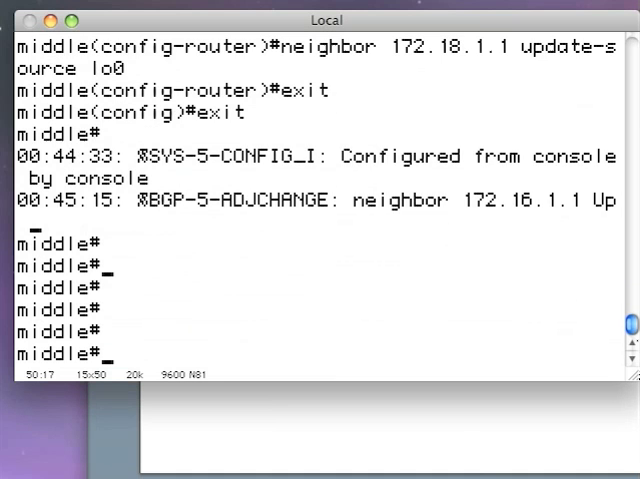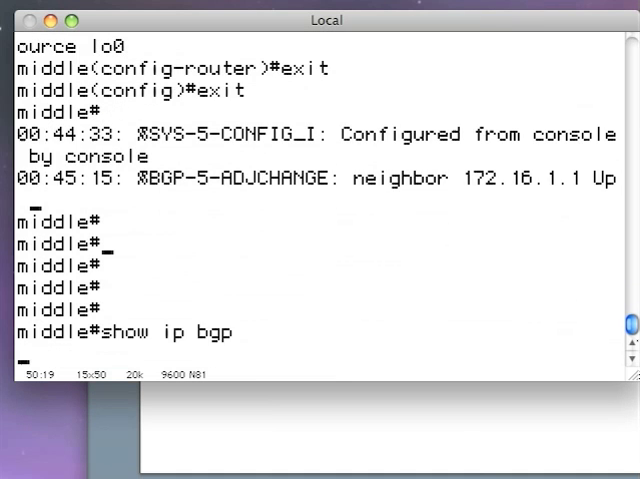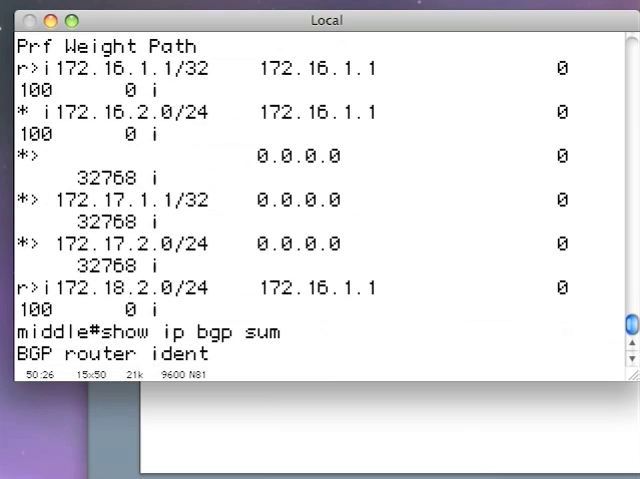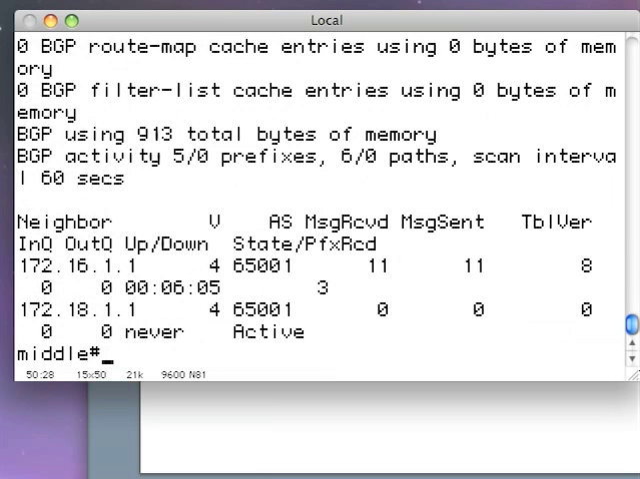Let's look at that BGP peer. Show IP BGP sum gives me the status on the neighbor, and you can see that one of my neighbors has now, I've been pausing a bit, been up for 6 minutes. The other one's active because on the bottom router I have not configured BGP yet.